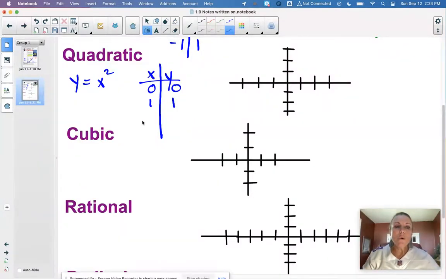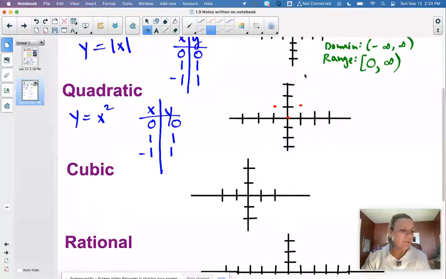Well, let's do one more. Let's do negative 1. If I square a negative 1, that's a positive. And now we're going to graph it. 0, 0 is right there. 1, 1: over 1, up 1. And negative 1, up 1.